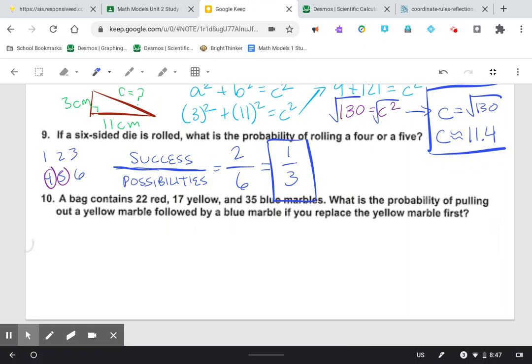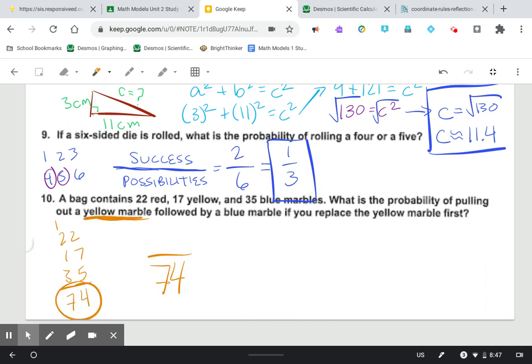Similar idea number 10. A bag contains 22 red, 17 yellow, and 35 blue marbles. What is the probability of pulling out a yellow marble followed by a blue marble if you replace the yellow marble first? Okay, so first thing we need to know is what are the total possibilities that we could get here? Well, we add up 22, 17, and 35, and we get 74 total options.